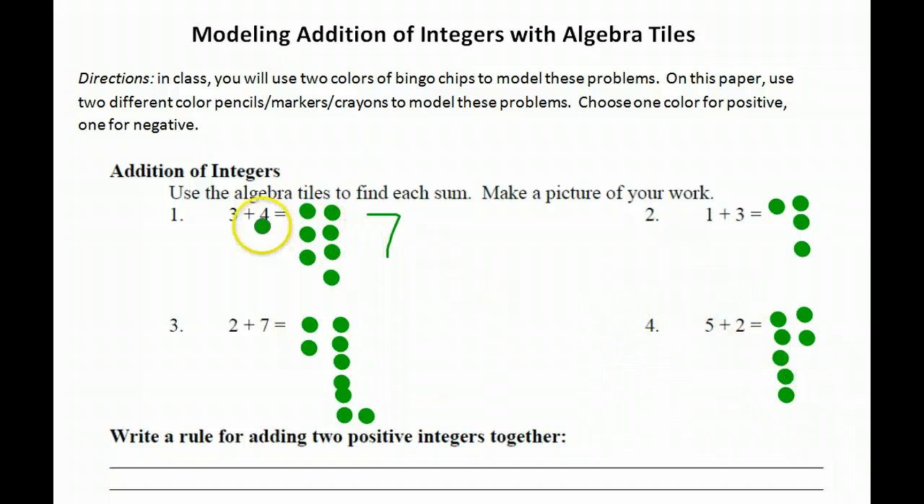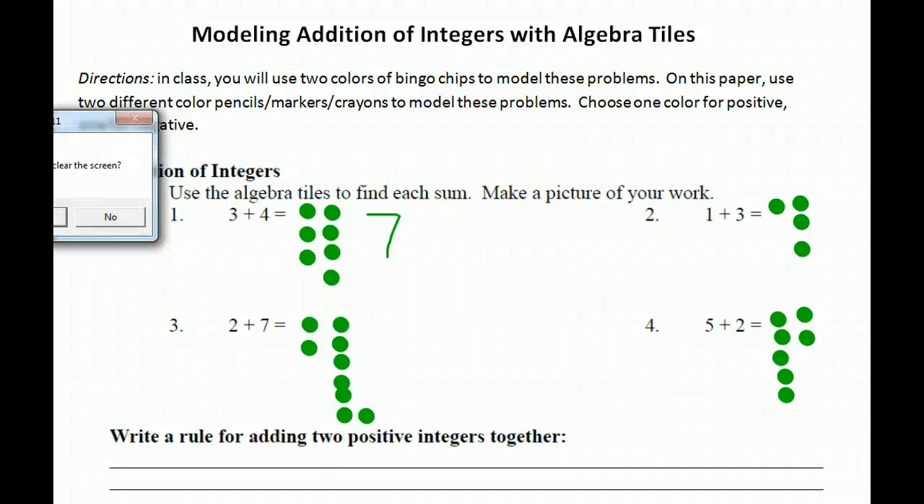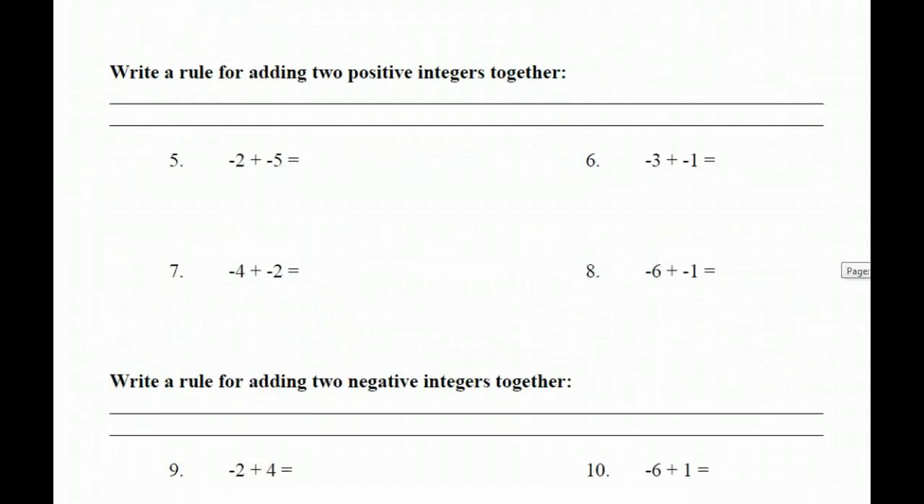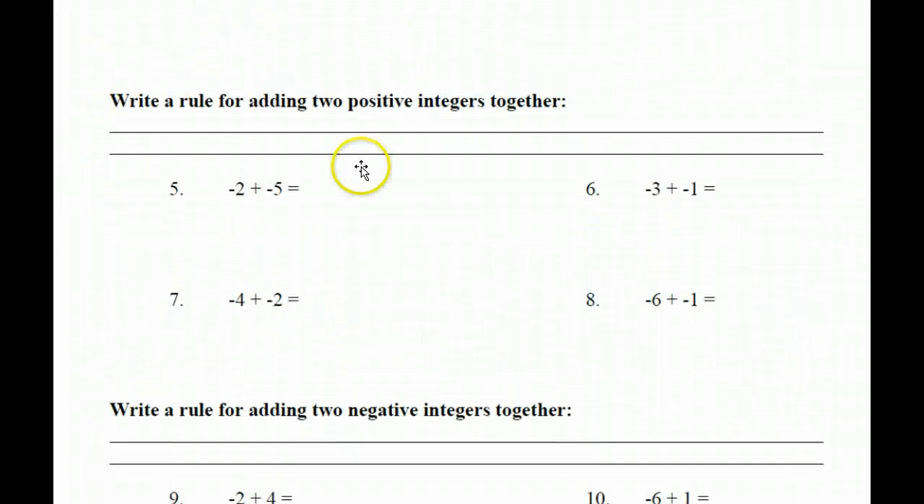Now I know this is simple. You've been counting on your fingers like this for years. Count 3 fingers plus 4 fingers. How many do I have? 7. But it's with negatives that this actually makes some more sense.